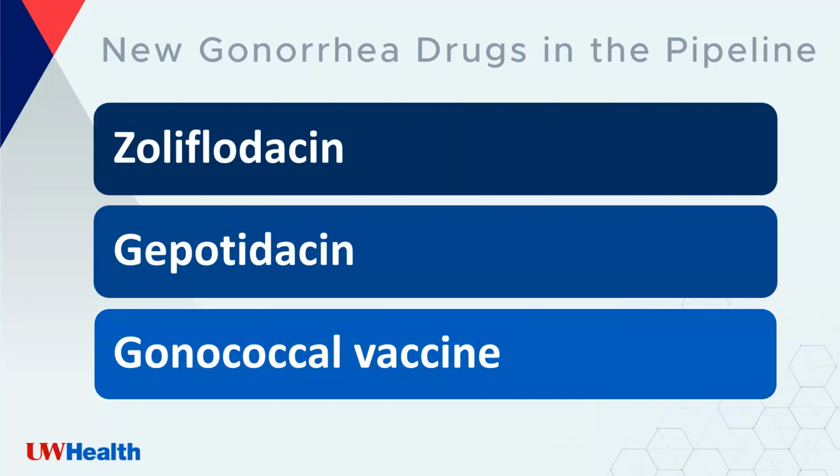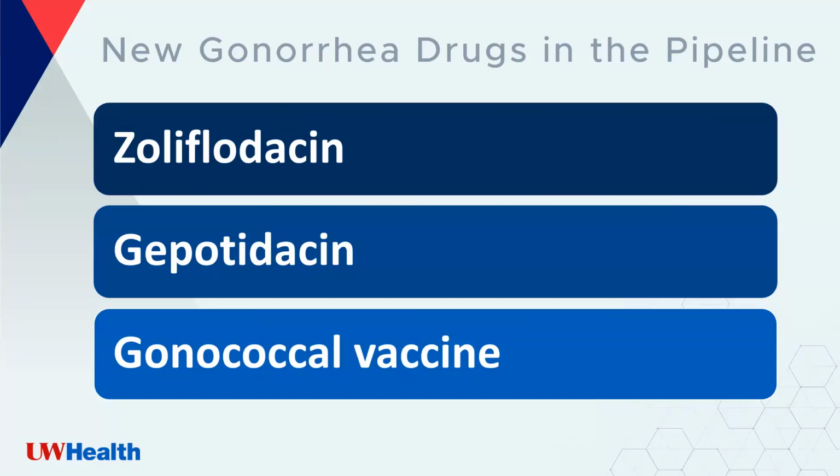The next medication in the pipeline is Gepotidacin, and this also is in a unique class of antibiotics. It's in the triazaacenaphthylene group, and it's another type 2 topoisomerase inhibitor, but it binds to a unique site on the DNA gyrase and topoisomerase to inhibit bacterial DNA replication. This also is an oral antibiotic, and it's given as a one-day dose.